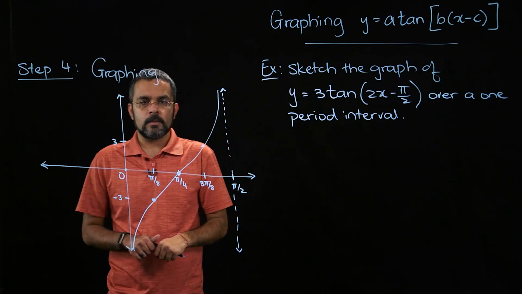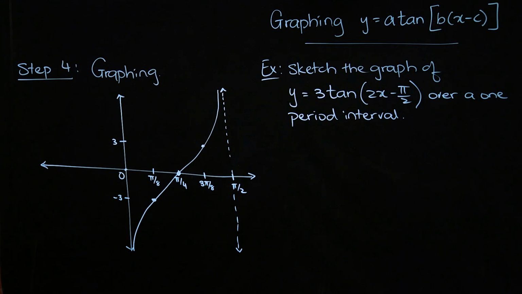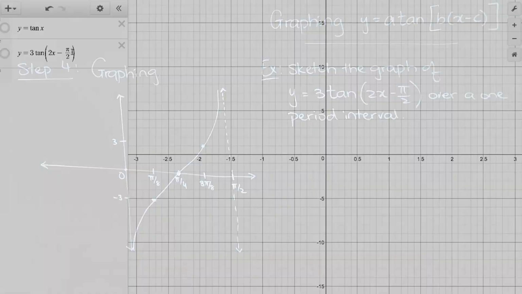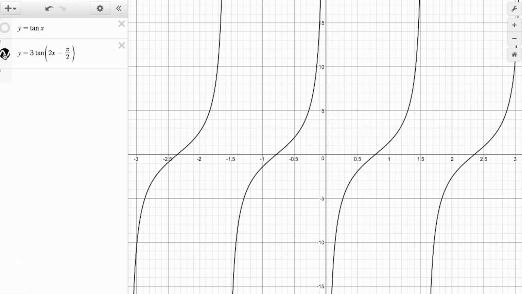Let's take a look at Desmos and see what the exact graph looks like. Here's our function again, 3 tan of 2x minus pi over 4. We already drew that on the board, so let's quickly take a look at it again. I typed the function into Desmos, so here is the graph. At pi over 4 my function is 0. This is my point, and then I have an asymptote here at pi over 2. So this is one cycle.